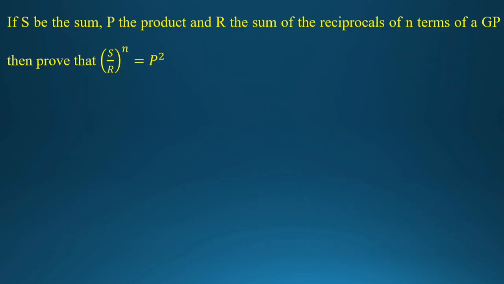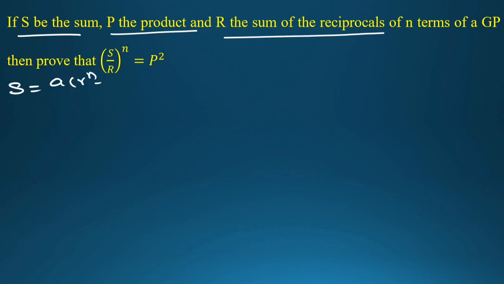Okay. Now, let's talk about the next question. This is, I think, a question from the Exemplar or R.D. Sharma book. If S be the sum, P is the product and R is the sum of the reciprocals. So, S is the sum, which means A times R to the power n minus 1 upon R minus 1. See, here I have taken R greater than 1. Okay. Now, P is the product.